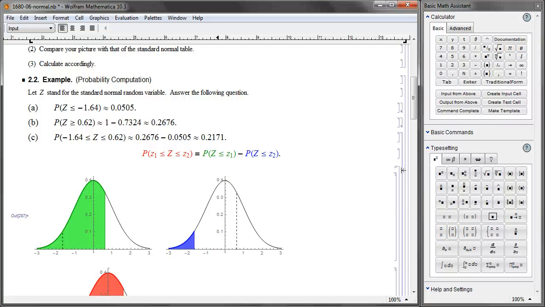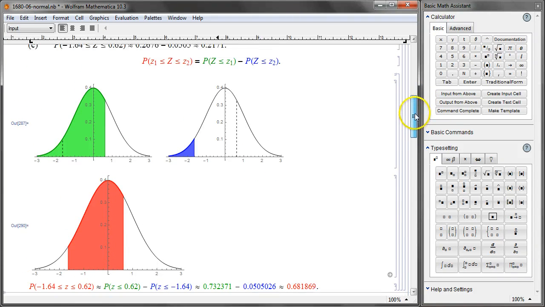What do you mean by between negative 1.64 and 0.62? I'm looking at this red shaded region here. Greater than negative 1.64, so the right-hand side of negative 1.64, and the left-hand side of 0.62, the red region. And how do you get that? Green minus blue. The bigger region, less than 0.62, everything from 0.62 all the way to negative infinity. And then this blue one, negative 1.64 all the way to negative infinity. Subtract one from the other, then you're going to get the middle region here.